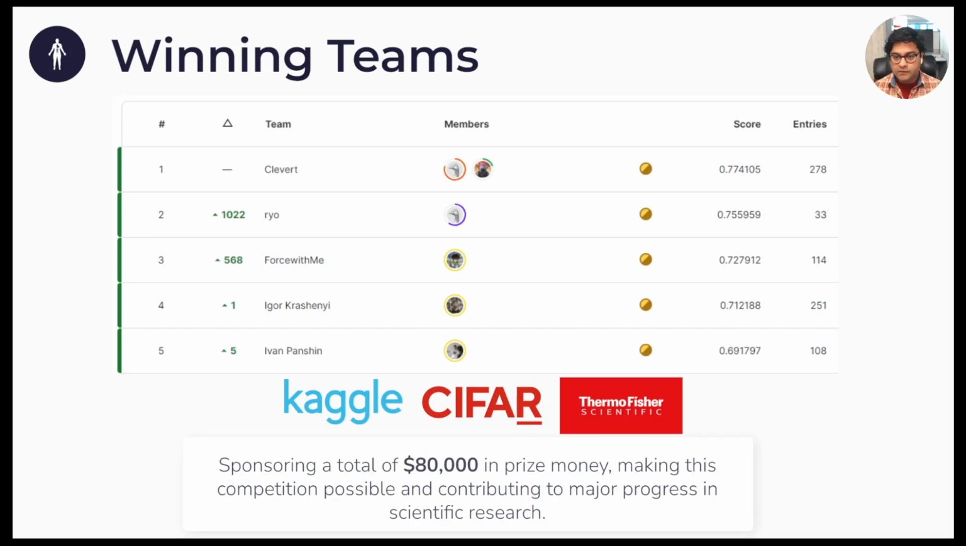The 5 winning teams in the competition were from many different countries like Japan, China, Israel, and Ukraine. And as you can see on the right, each team had hundreds of entries, where each entry is a single iteration of an experiment and a submission. So just across the top 5 teams, we're looking at 700 different experiments that these teams did to be able to reach these results. The prize money was a total of $80,000 divided among the top 5 teams, and it was sponsored by Kaggle, CIFAR, which is the Canadian Institute for Advanced Research, and Thermo Fisher Scientific.